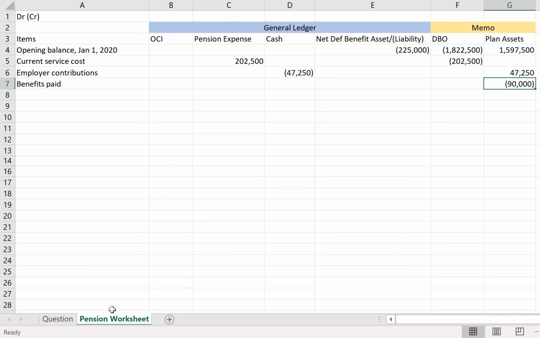Just think of it as we're giving out $90,000 of cash to a variety of retirees. And it's also going to decrease our liability for future payments. We just settled 90,000. That's 90,000 less that we need to settle in the future. And of course, crediting assets decreases it. And because the DBO has a credit balance, debiting it decreases the DBO.